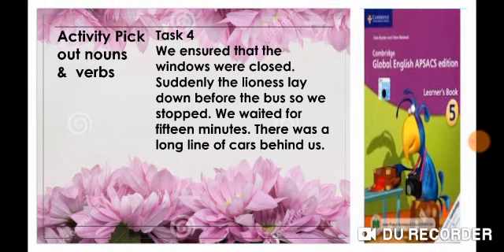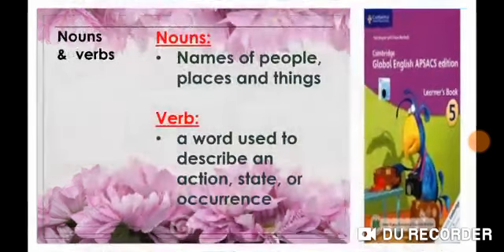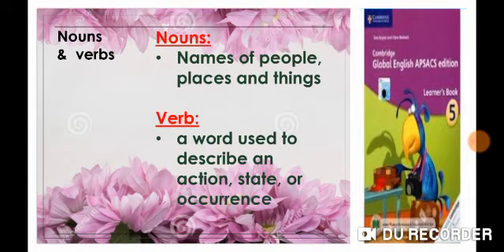So, from this passage, you have to identify the nouns and verbs and write them on the loose sheets. Let's do a recap of what nouns and verbs are. Nouns are names of people, places, and things, and verb is a word that is used to describe action, state, or an occurrence.